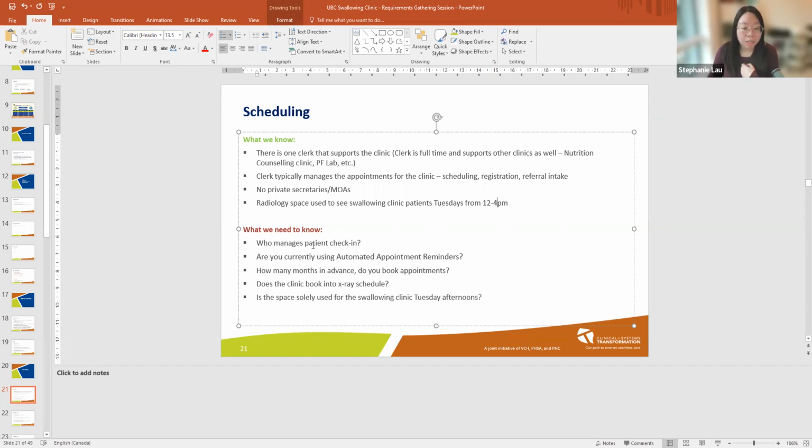Radiology space is booked for this particular clinic on Tuesdays between 12 to 4. All right. And in terms of patient check-in, so when that patient is arriving, who actually checks in the patient? They're being checked in by the radiology clerical staff. They arrive to site at radiology for their appointment. Okay.